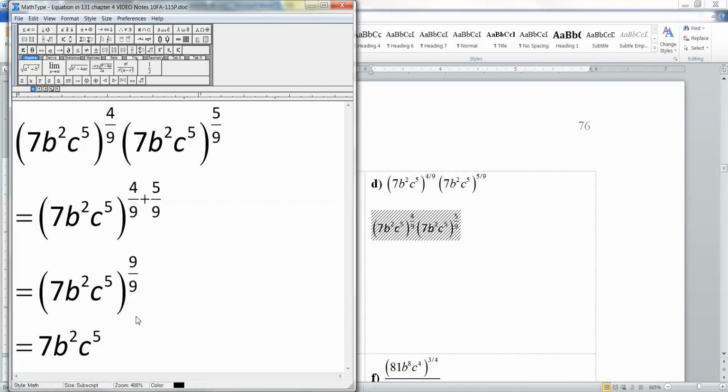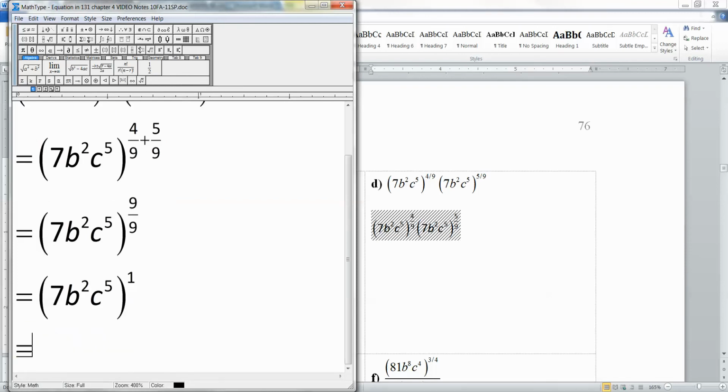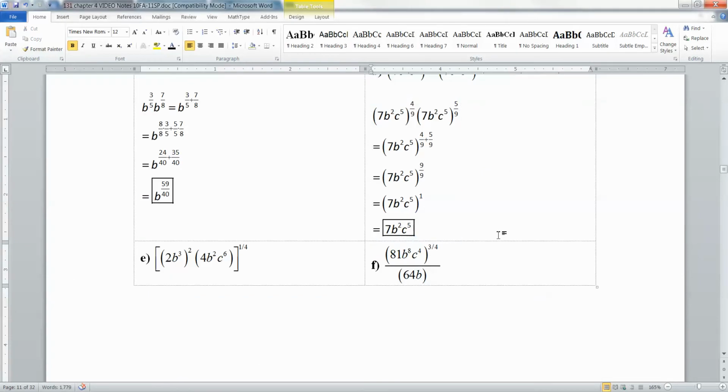So here, I'll show you. It's to the 1, which we don't ever write because we're lazy, you guessed it. So we write 7b squared c to the fifth. Done. It was actually a very simple problem. It just didn't look like it. Crazy, isn't it?